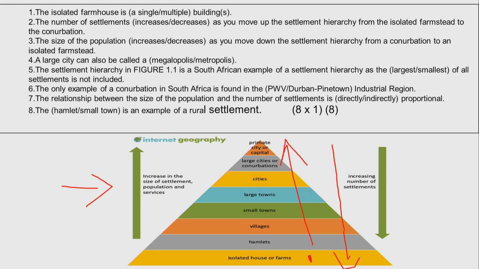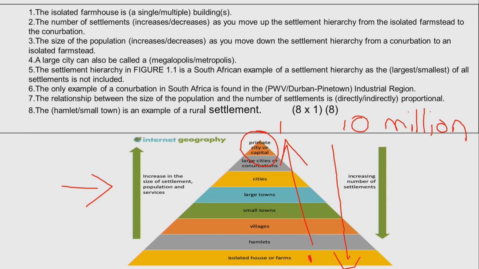Here's the tricky part. What are we counting? Here at the top, how many of primary city settlements are there? There's 1, and it possibly has 10 million people or more.